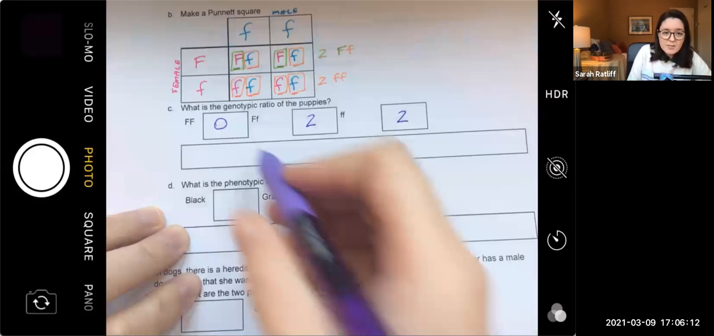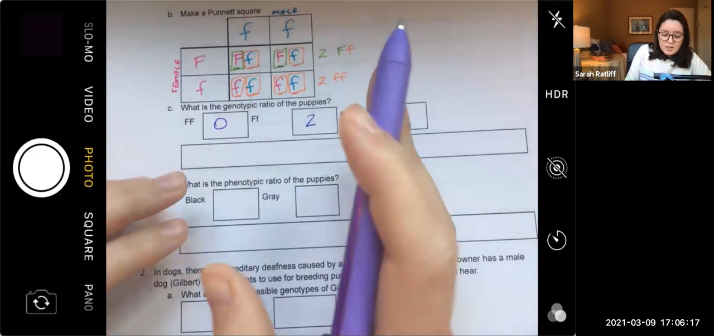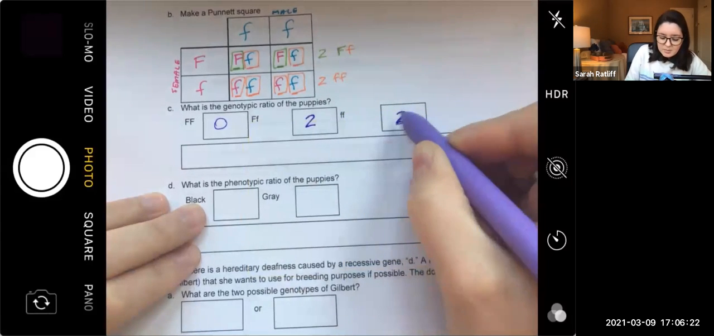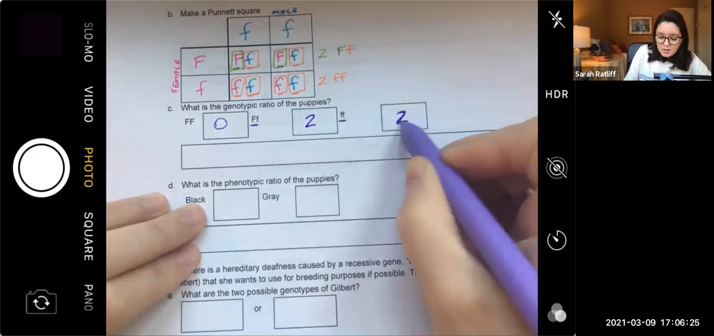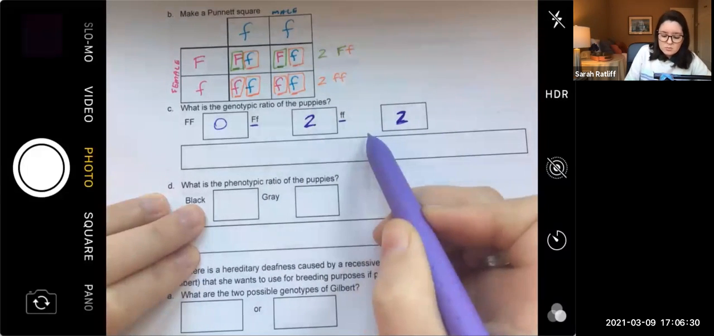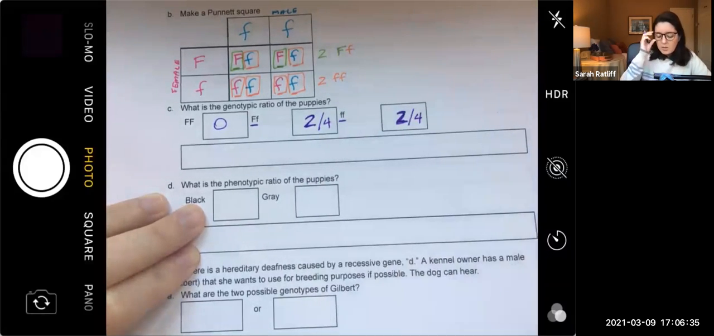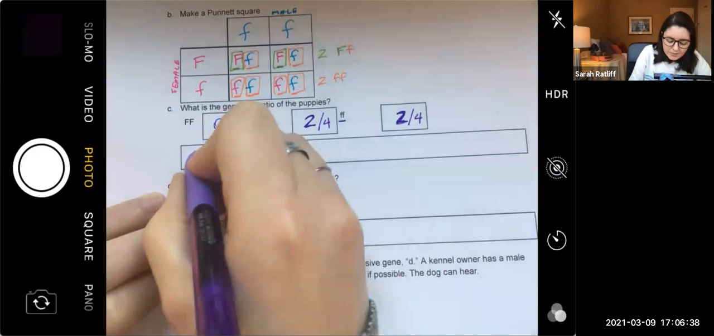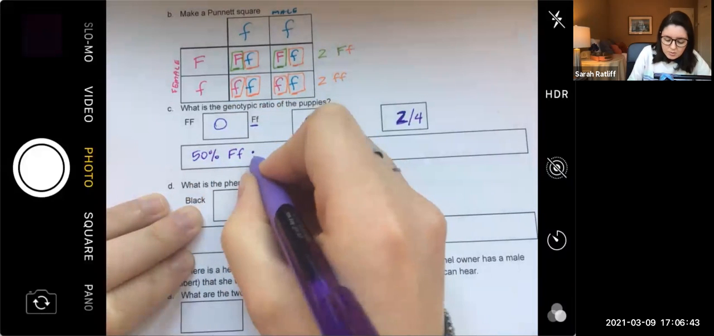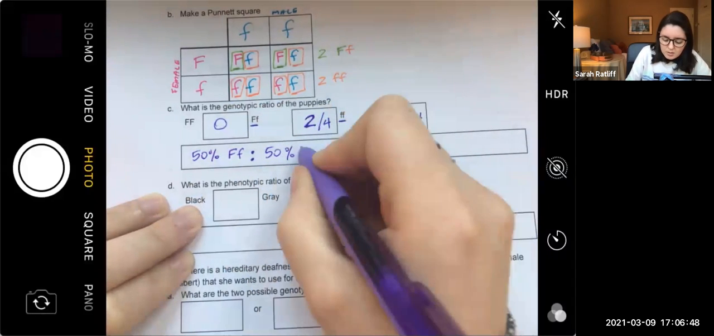All right, so we know we have 0 of these homozygous dominant, the big F, so we don't have to worry about those. Now we have 2 of our heterozygous and 2 of our homozygous recessive. So of the 4 total, we're either going to say we have 50% big F, little f, this colon usually means 2, 50% little f, little f.